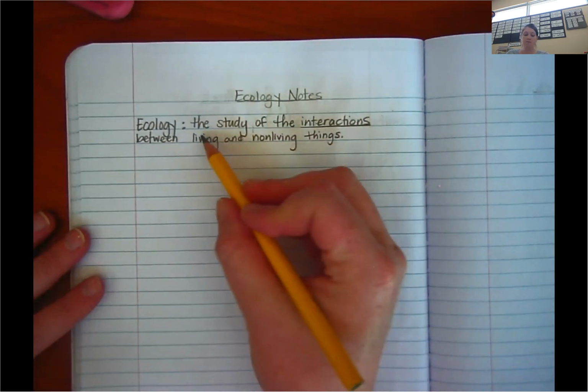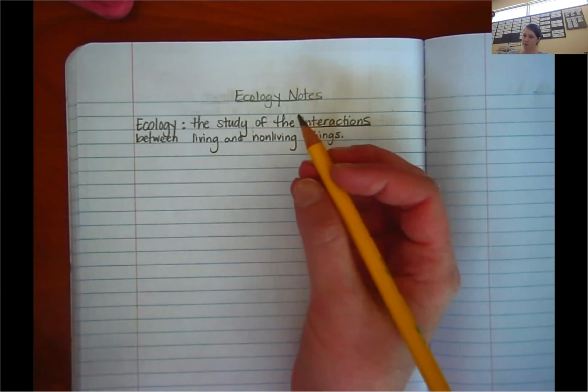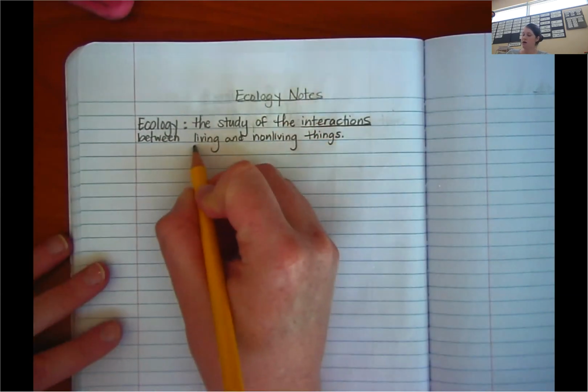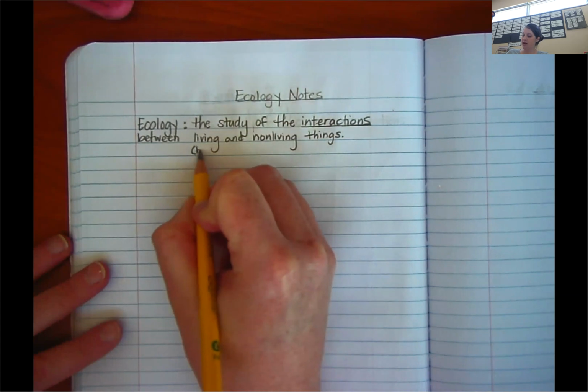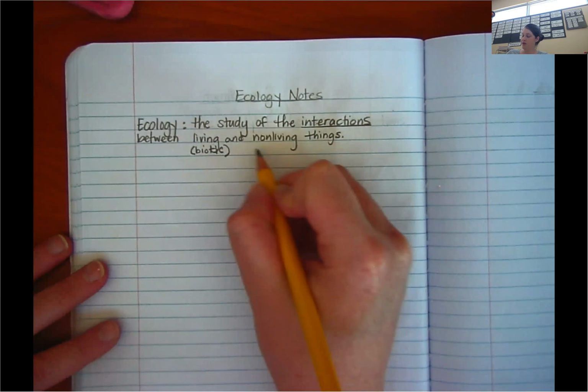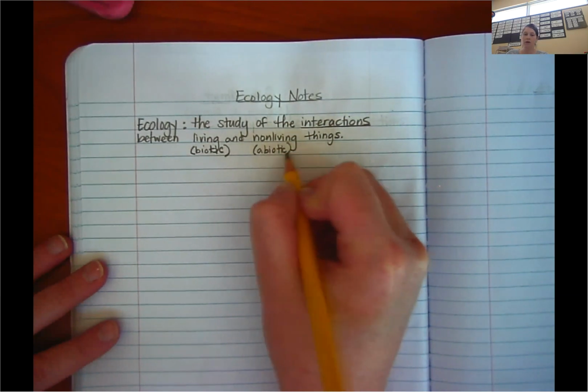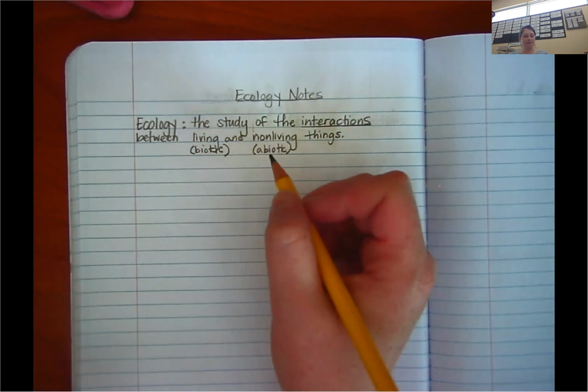So in science, and we talked about this at the very, very beginning of the year, so if you don't remember it, that's okay. But we often refer to living as biotic and non-living as abiotic organisms, abiotic and biotic.